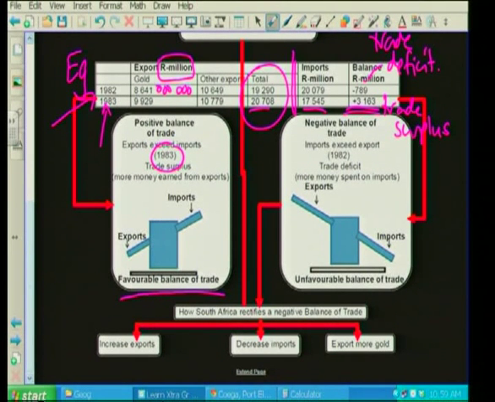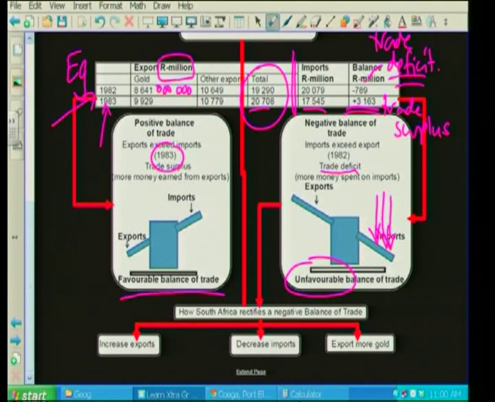Whereas a year earlier, in 1982, our imports exceeded our exports. We actually bought more stuff from the world than what we traded with the world, and we ended up with a trade deficit. More money was spent on our imports, and we made less money from our exports. So look at the scale now. Now the imports is heavier, and it's tipping the scale in the other direction, and thus we have an unfavorable balance of trade when that scenario happens, when we have what is called a trade deficit.